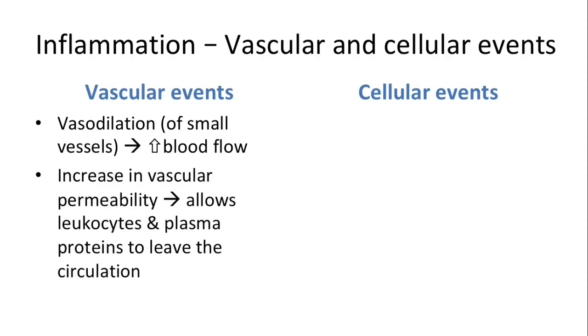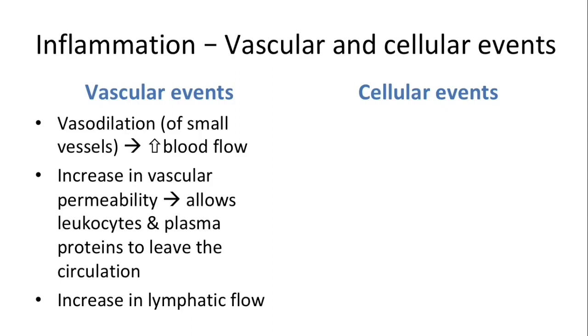This is followed by an increase in the vascular permeability, which will allow leukocytes and plasma proteins to leave the circulation and again go to the site of injury to perform their function. And the third thing that occurs in the vascular event of inflammation is there will be an increase in lymphatic flow, and this will assist drainage of any extravascular fluid, so drainage of any edema fluid. And at the same time, because this fluid goes to the lymph nodes, it will also help in antigen presentation and further stimulate the inflammatory response.